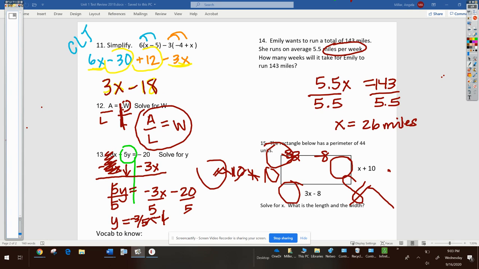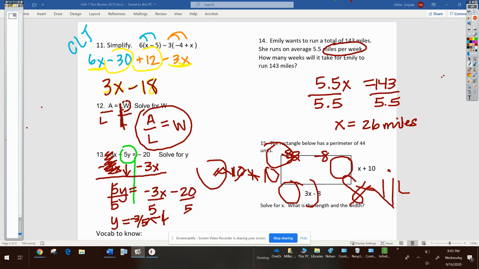Now I need to add all my numbers. So I have negative 8 and 10. So negative 8, which is here, negative 8 plus 10 is 2. And negative 8 on the other two sides is also 2. So I'm going to have 8x plus 4. Then we're going to set that equal to our perimeter, which is 44.